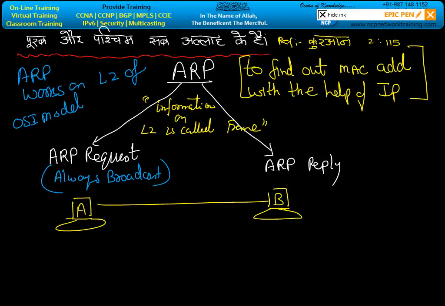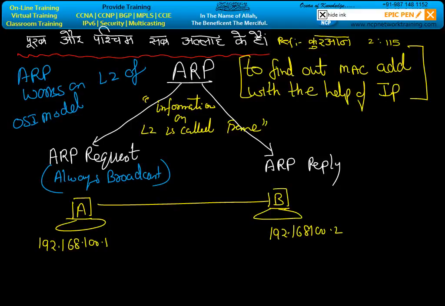So if we want to send information from one machine to another, we need the MAC address, the physical location. Machine A, let's say, has IP address 192.168.100.1. Machine B has 192.168.100.2. We want to send some information to machine B. Machine A cannot send any information to machine B till machine A knows the MAC address of machine B.